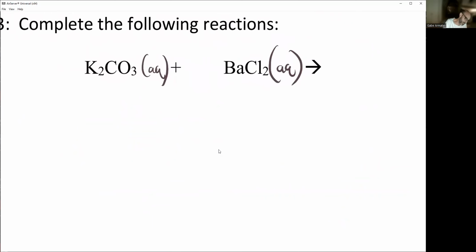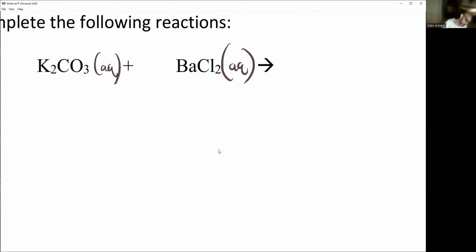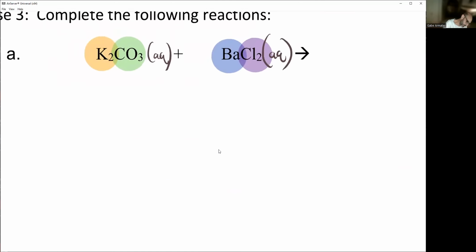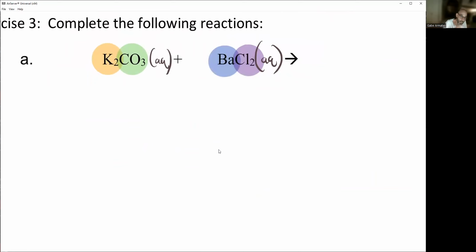We're going to balance this, but we've got to write out the other side. So we're going to have them switch partners. The potassium and the carbonate are going to switch partners with the barium and the chloride. Let's just write out the ions because it's going to be easier that way, since we're going to do complete ionic.